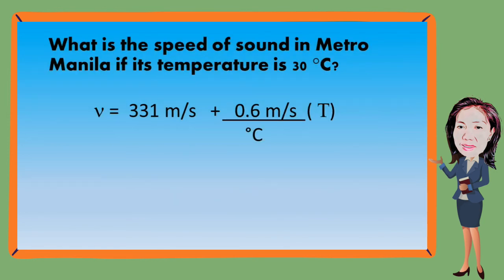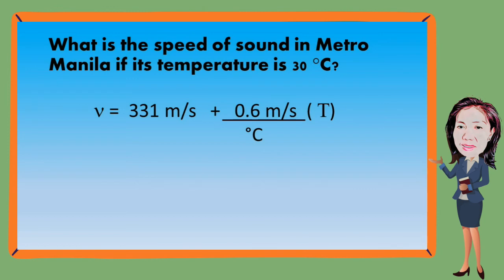Okay, let's try to solve a problem. What is the speed of sound in Metro Manila, for example, if its temperature is 30 degrees Celsius? So, the equation of speed of sound is V equal to 331 meter per second plus 0.6 meter per second times the temperature over degree Celsius.